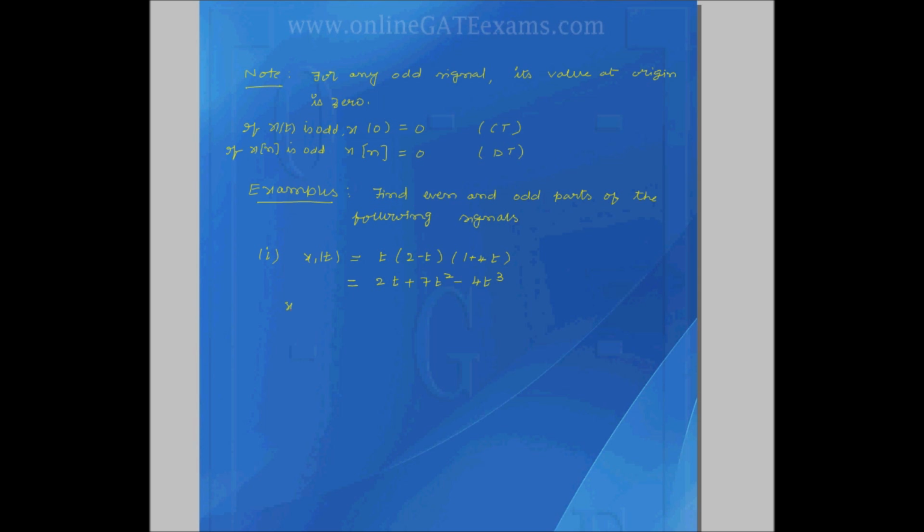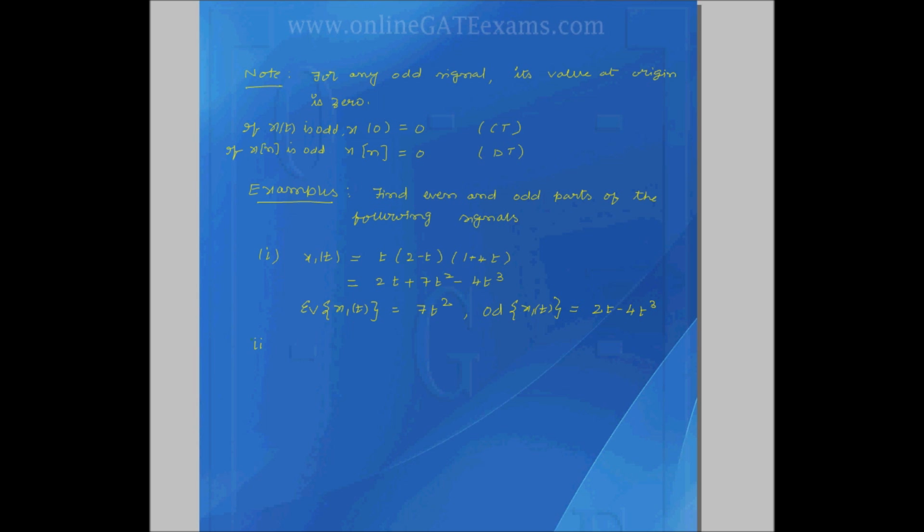Clearly, another way of writing this: the even part of x1 of t, by inspection you can directly see, is equal to 7t². Similarly, you can see that the odd part of x1 of t will be equal to 2t - 4t³. Okay, so 2t - 4t³.